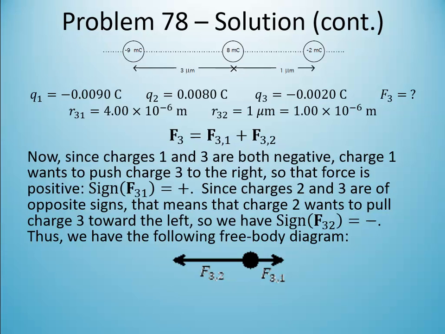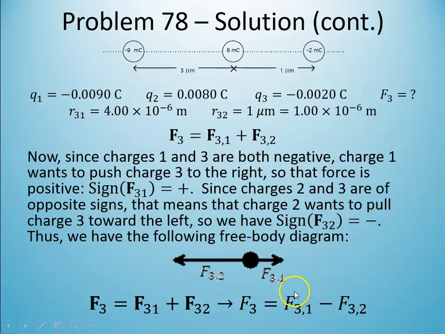So setting up our free body diagram, we have this. There's the force on 3 due to 1. There's the force on 3 due to 2. So now that we realize this, we can say that the magnitude of the net force is going to be positive F3 due to 1, magnitude, minus the magnitude of the force on 3 due to charge 2.